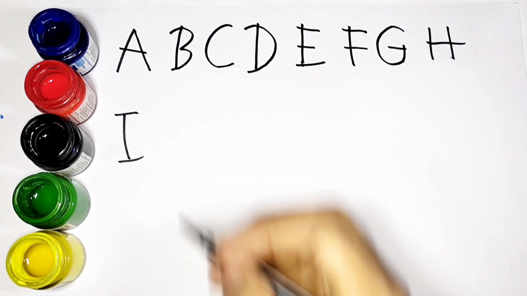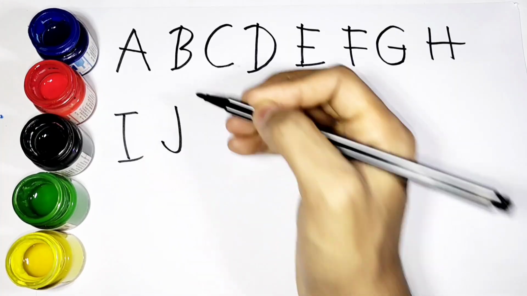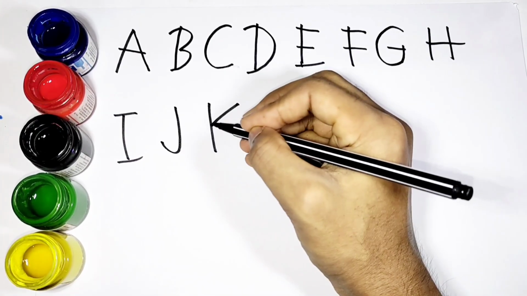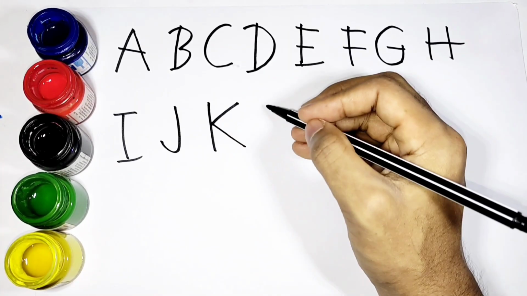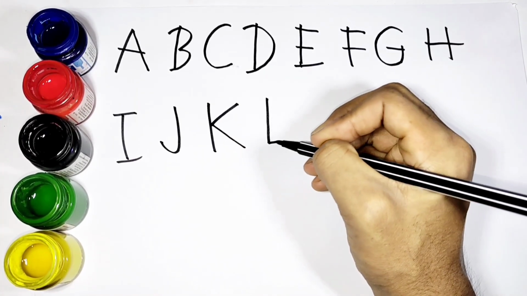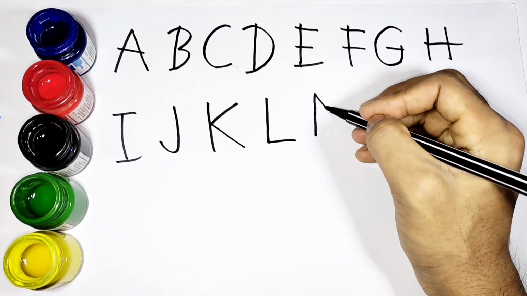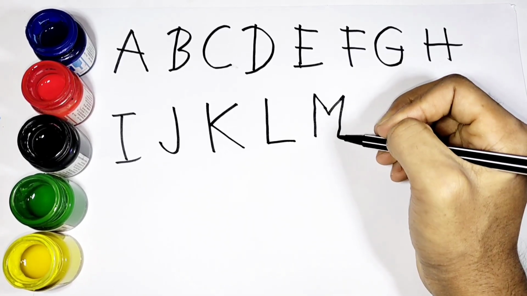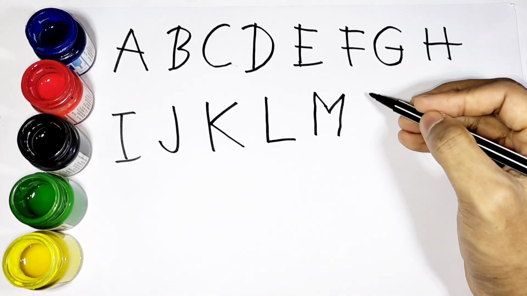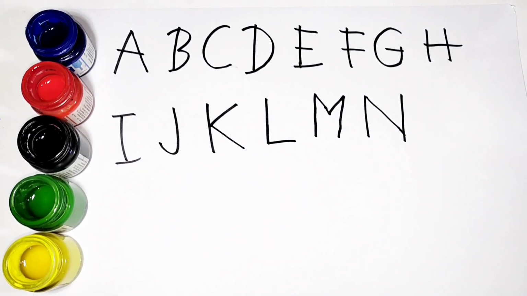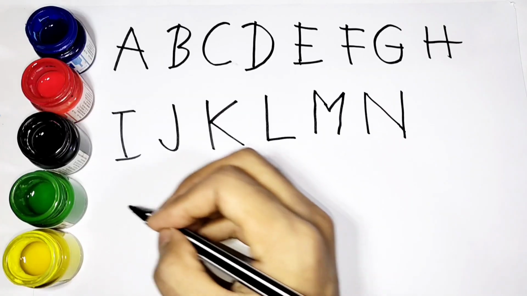I for eyes. Kids, now we draw J. The next one is K. K for kite. L for lion. And now we draw M. M for moon, M for mango. The next one is N for nose, N for nest.